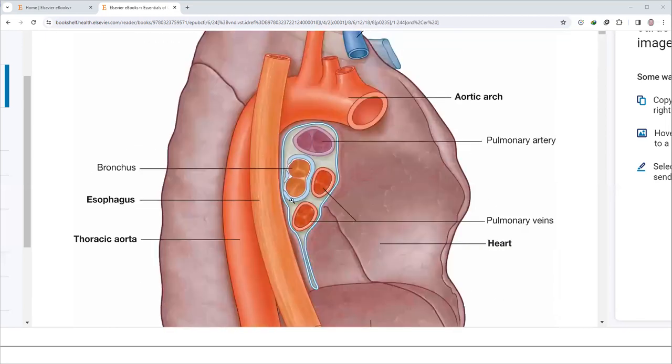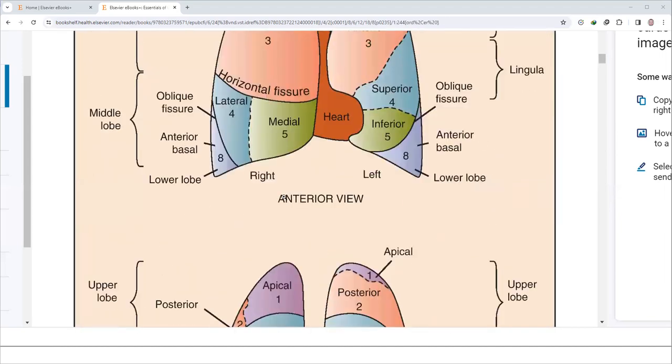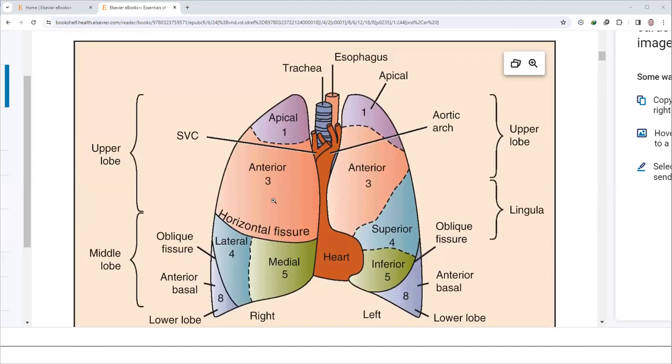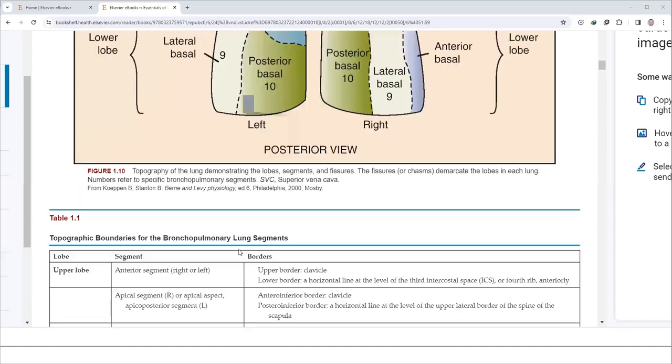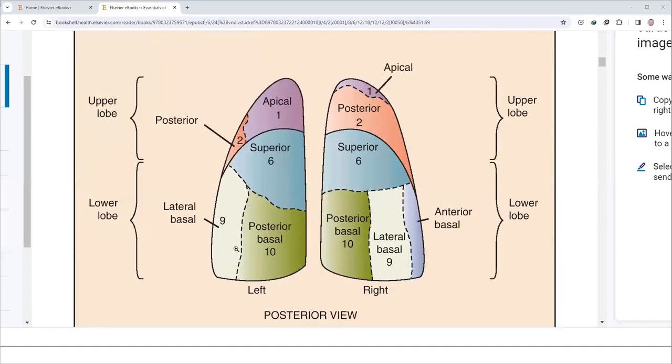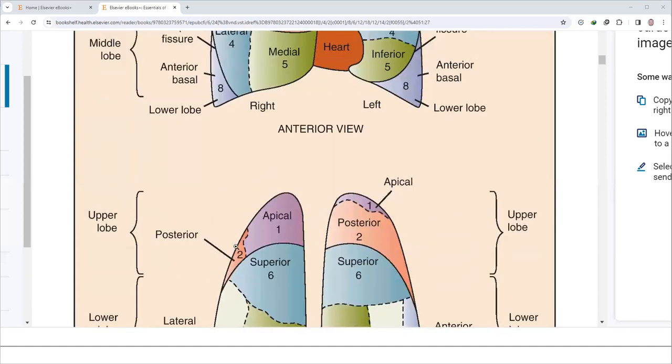Okay, so let's look at the middle lobe. So the middle lobe is the smallest one of the lobes. And what else we need to know? Nothing right now. Let's go back again.